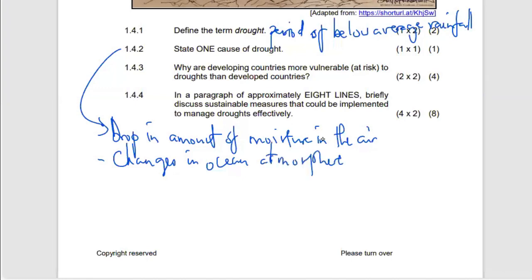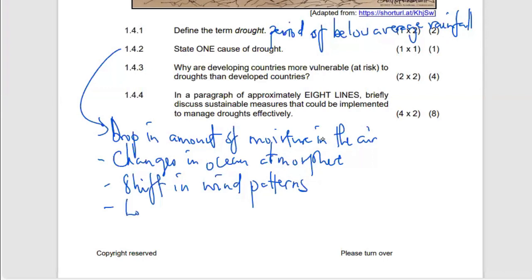Changes in the ocean atmospheric conditions. For example, we talk of the issue of El Nino and La Nina. Then we can also look at the shift in wind patterns. The winds that used to bring in moisture laden air, if they change direction, then it means also the place is going to have high chances of drought.